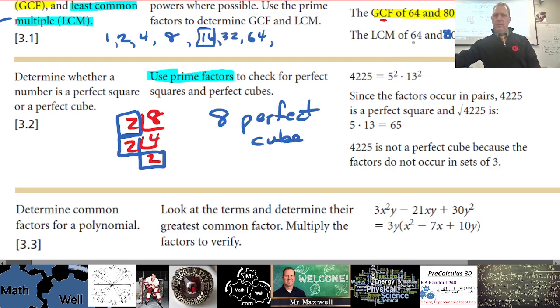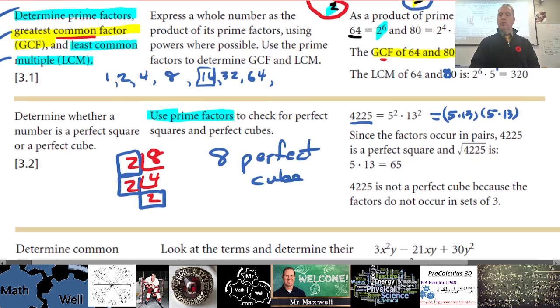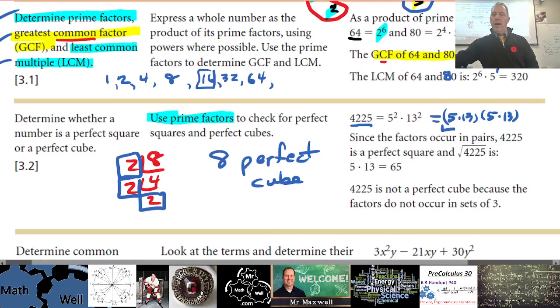Let's see. So look at this. Another way to look at this, 4,225. Is this a perfect square? Well, I have this factor of 5 twice, and this factor of 13 twice. So that means it's a perfect square. Each factor is squared. Another way to write that is this. Watch this. 5 times 13 times 5 times 13. And that will also show you that each half of the factors are identical. So it's a perfect square.